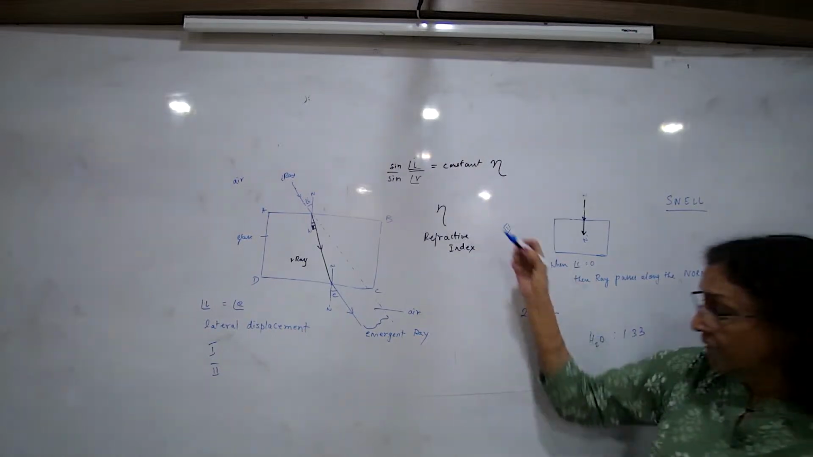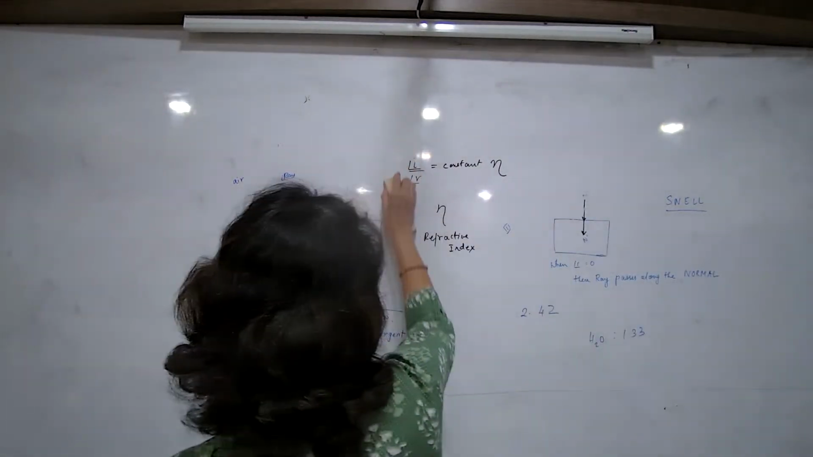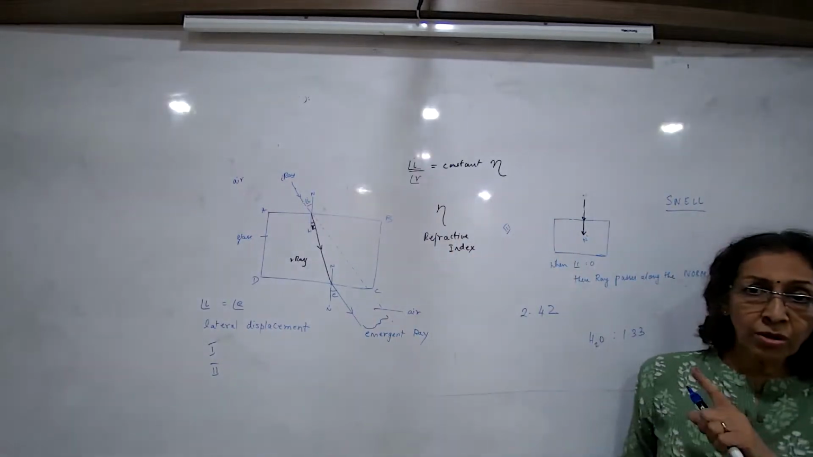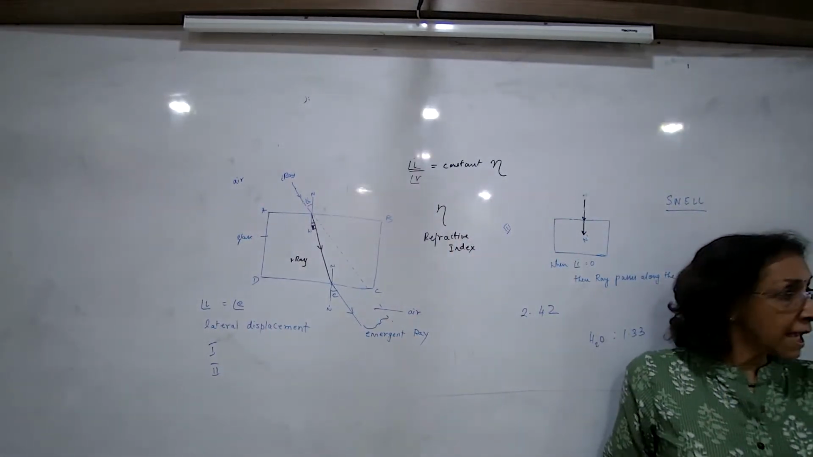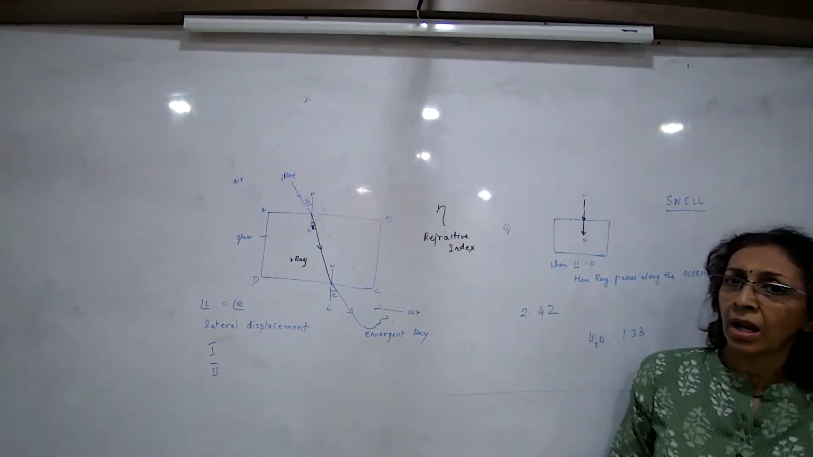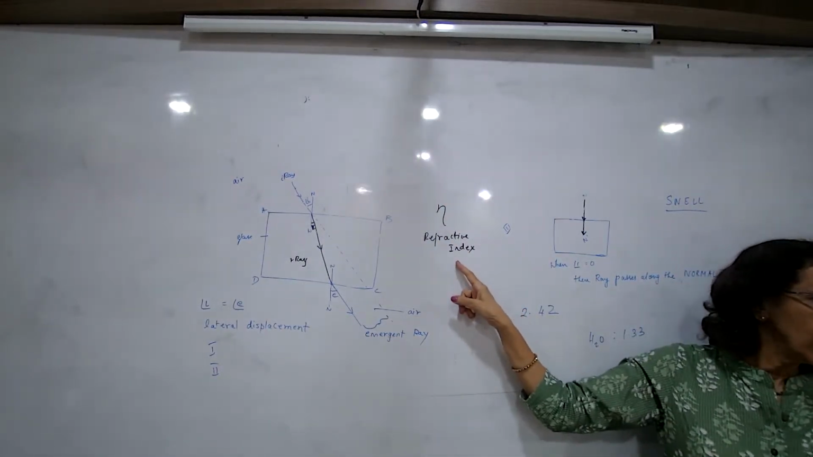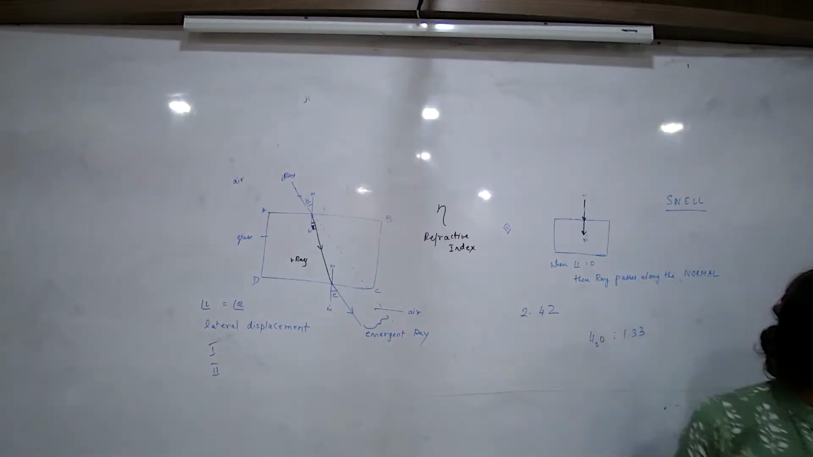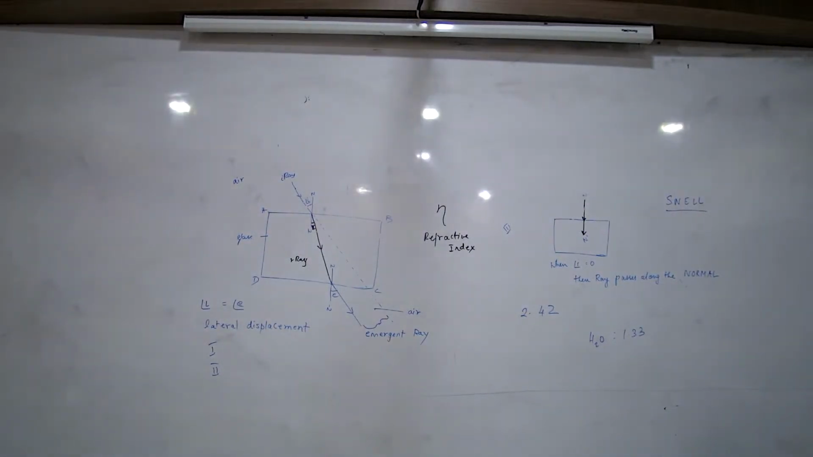If you are just writing I by R, it's not correct, children. Do you understand? This is not going to be correct. You have to write it as sine of. Only then it is going to be a constant. And what is this constant called? It is the refractive index. This is true for angle I between 0 and 90 degrees. If I is the angle of incidence and R is the angle of refraction, then sin I by sin R is equal to a constant. Now for homework, please write down these two.